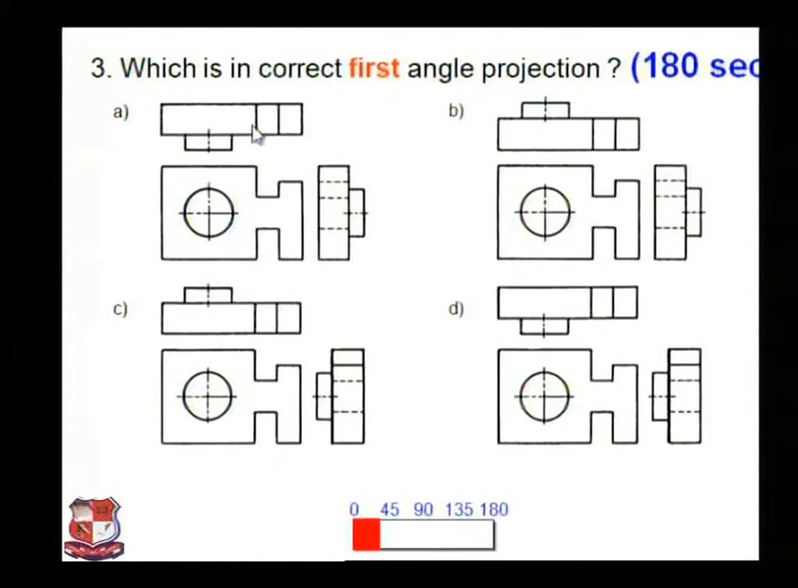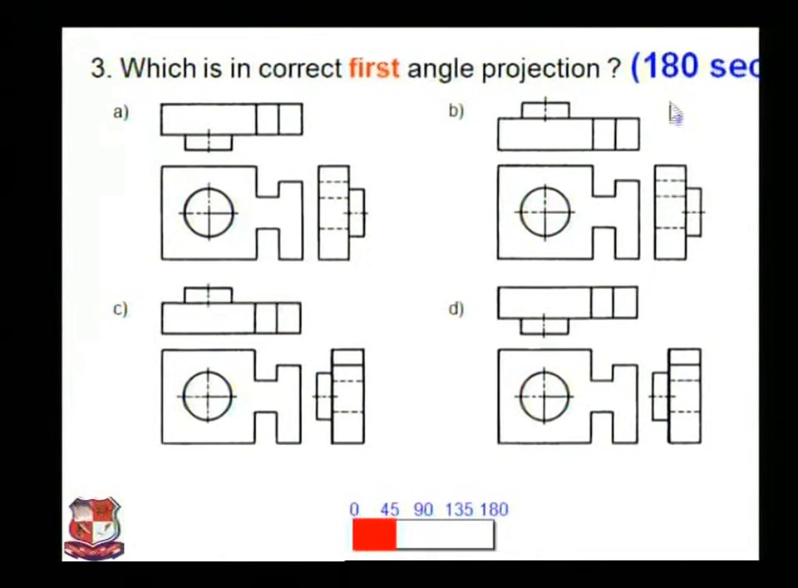But here, think about these lines. These are visible, these are visible. This bottom is visible and this circle is visible over here. If you look from the top, if this is below side, then this will not be full circle, and hence this is not the first angle projection method. So A is not the correct one.